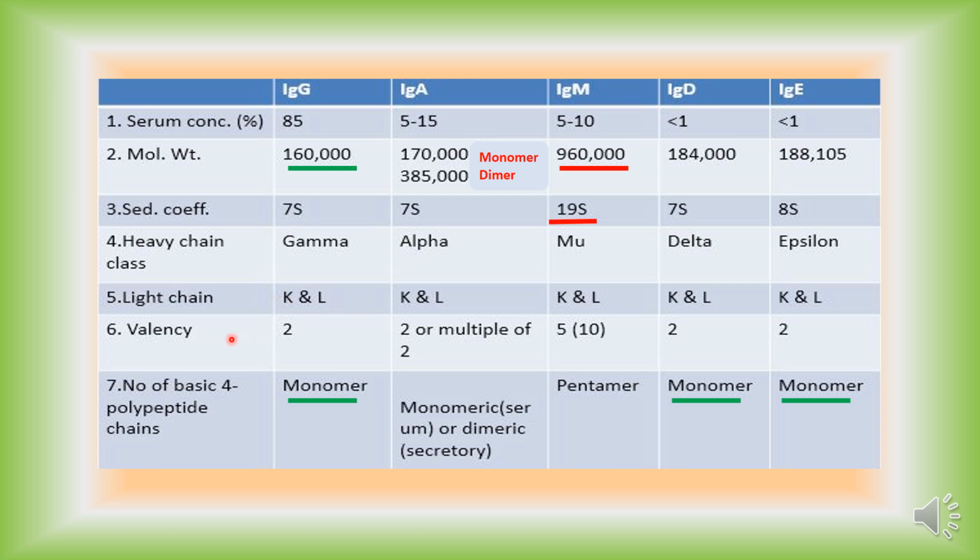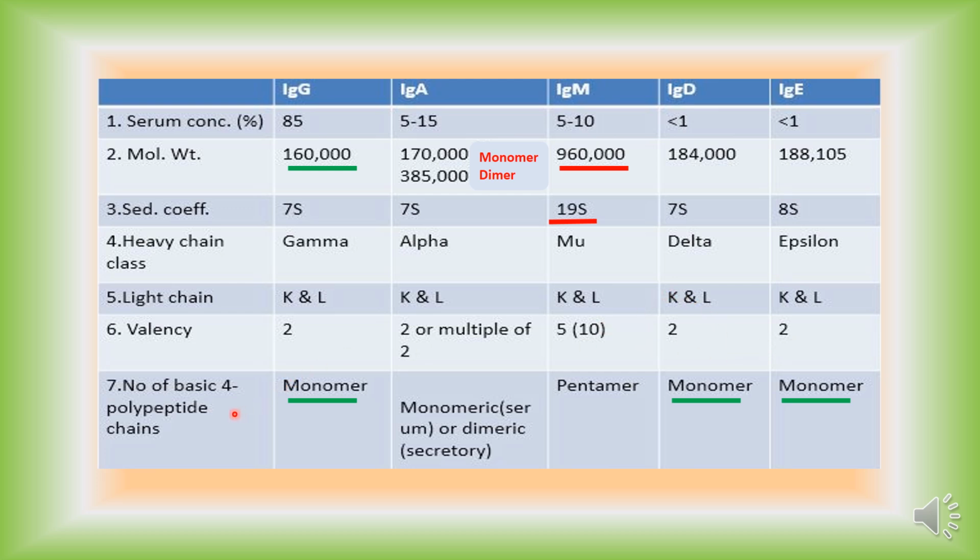The valency of immunoglobulin G is 2, which means 2 antigens can bind to one immunoglobulin molecule. Immunoglobulin A in monomeric form has a valency of 2. Immunoglobulin M has a valency of 10. Immunoglobulin D and E also have a valency of 2.